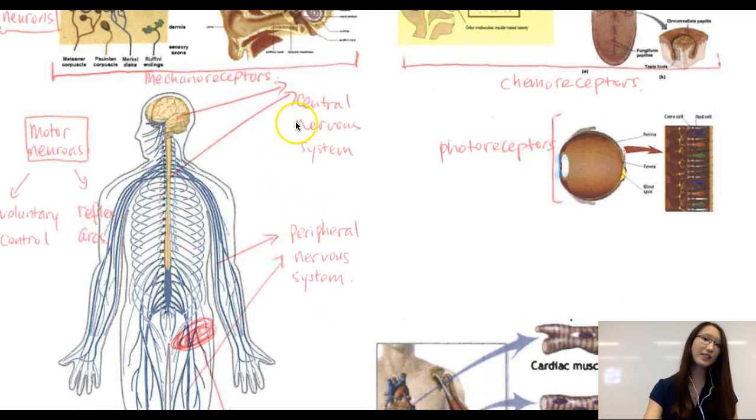The central nervous system has two parts. You have the brain and the spinal cord. That's all it is. And then the peripheral nervous system goes all throughout your body to allow you to sense or respond to the information that is given to you.